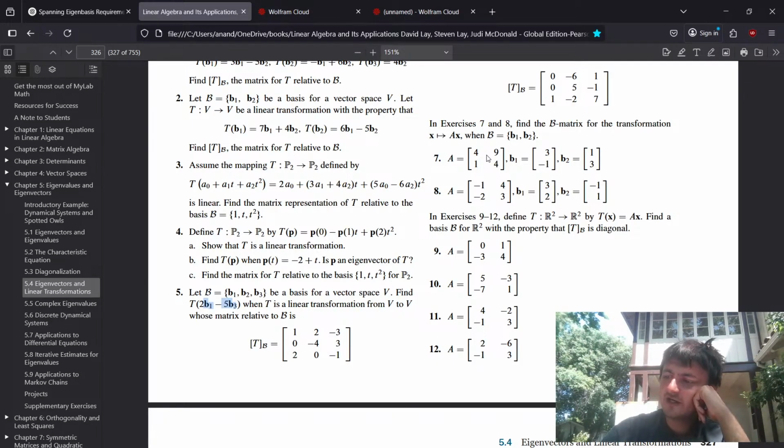Basically, we just need to find the matrix that A is similar to under the change of basis that's given by the matrix B. So what you're going to do for 7 is call B the horizontal concatenation of these two vectors, and you're going to have B inverse AB, and that's going to be equal to C, which is the B matrix of X to AX.